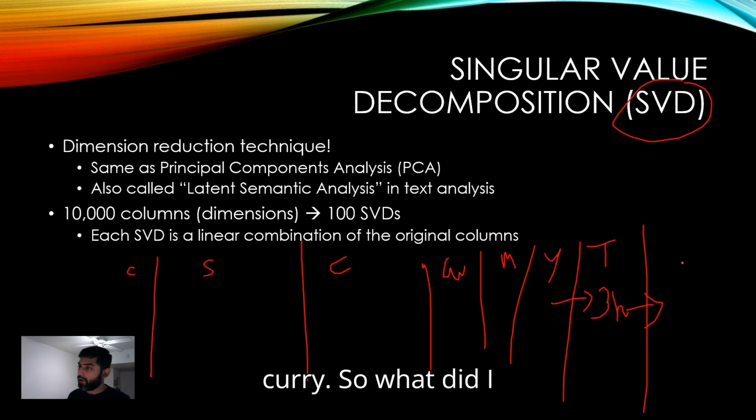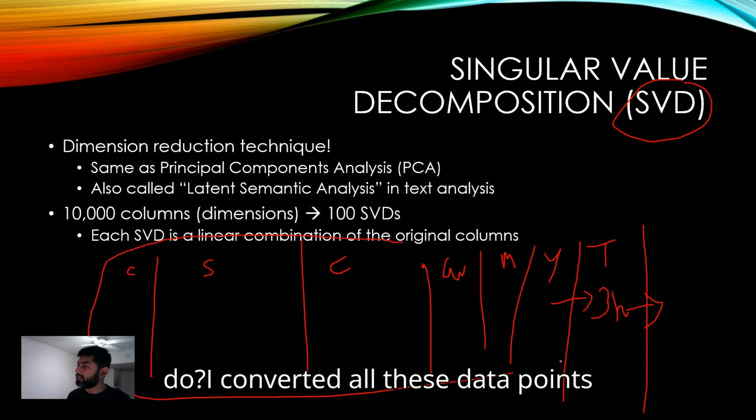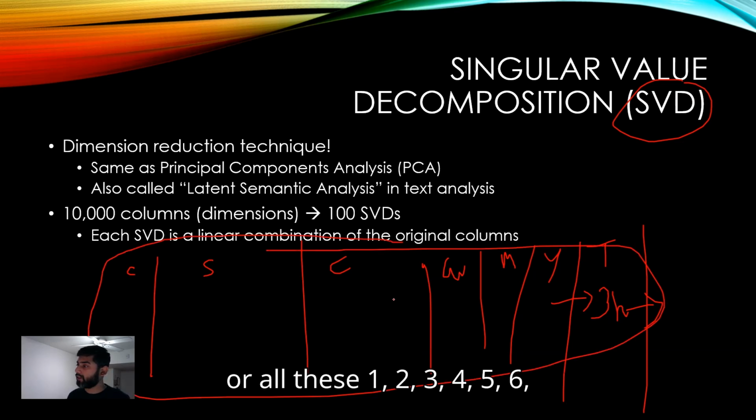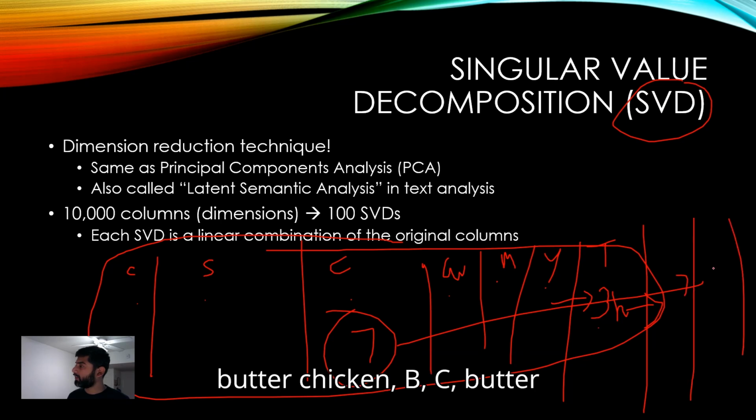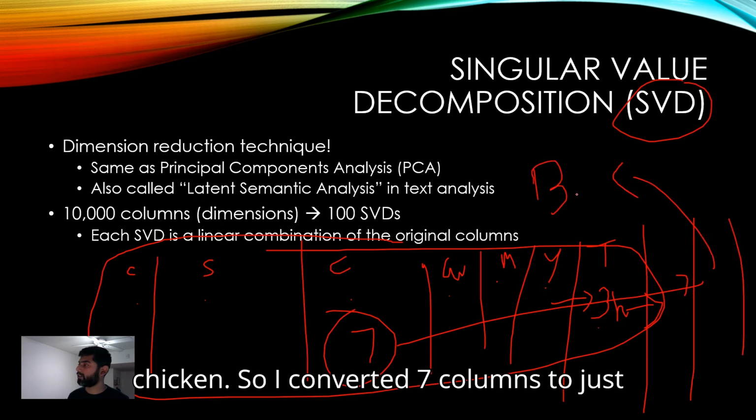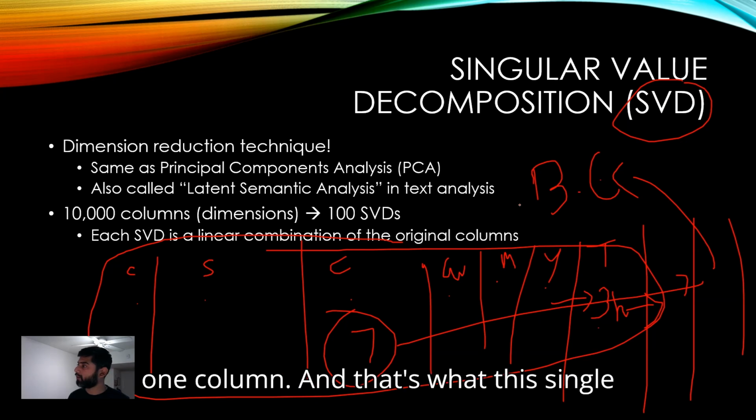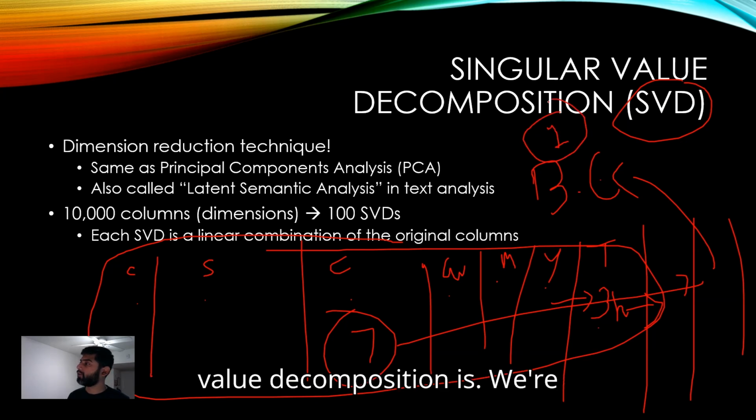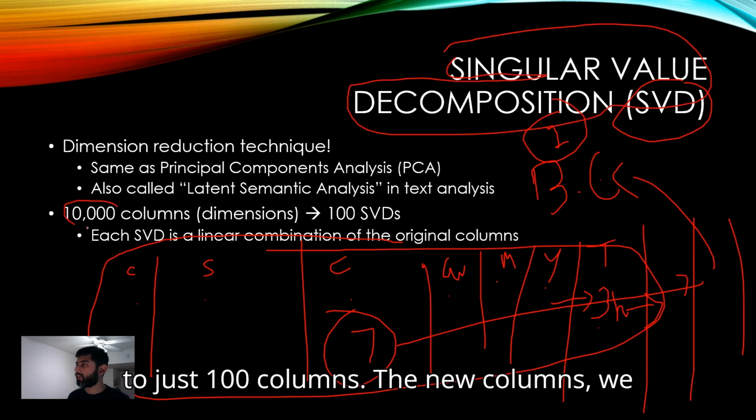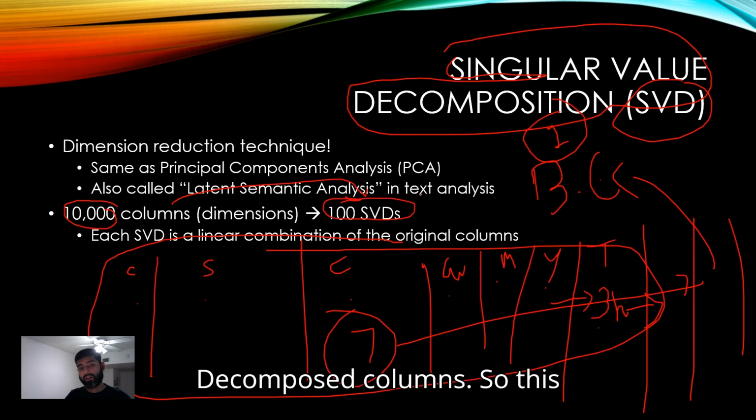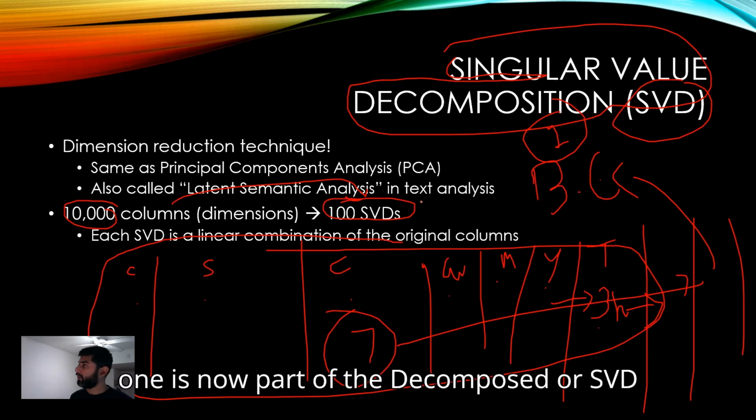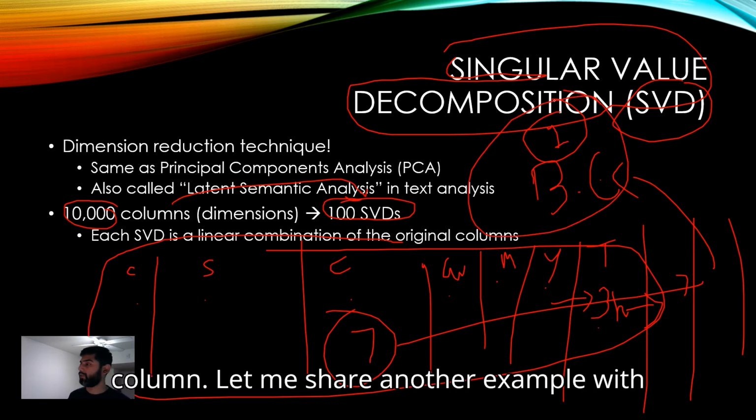So what did I do? I converted all these data points, all these 1, 2, 3, 4, 5, 6, 7 columns to just one column, which is butter chicken. BC, butter chicken. So I converted 7 columns to just one column. And that's what this singular value decomposition is. We're converting, for example, 10,000 columns to just 100 columns. The new columns, we call them SVD or singular value decomposed columns. So this one is now part of the decomposed or SVD column.